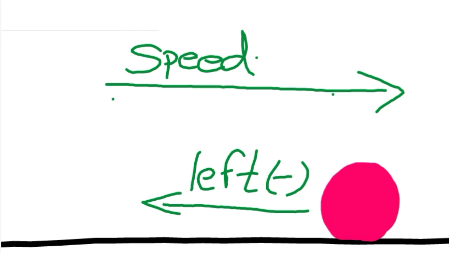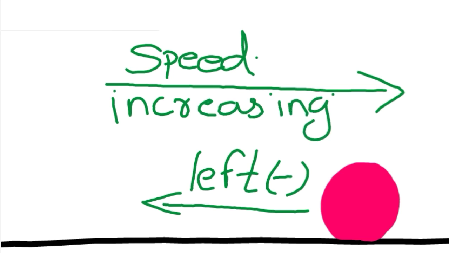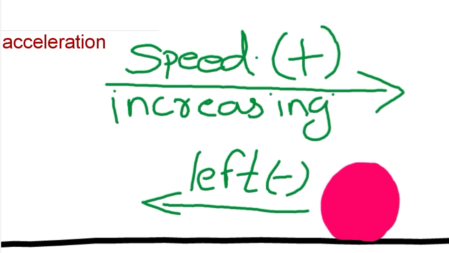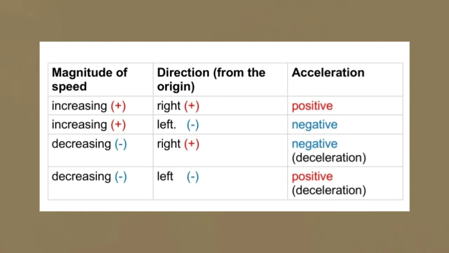Fourth case in which the object is moving towards left and its speed is increasing. Since it is towards left, its direction is negative and the magnitude of speed is positive. In this condition, the object is in negative acceleration. But it is not deceleration because its speed is increasing. The acceleration is taken to be positive if it is in the direction of velocity and negative when it is opposite to the direction of velocity.